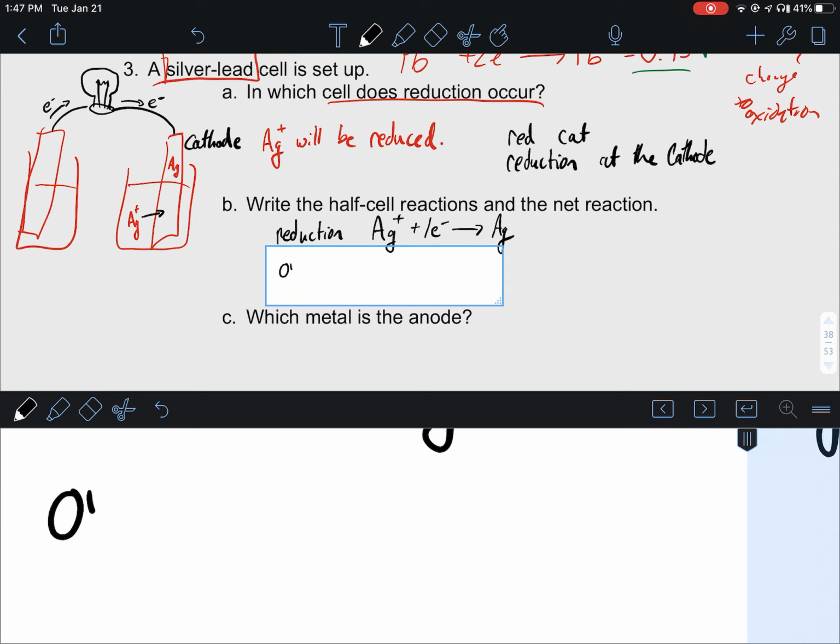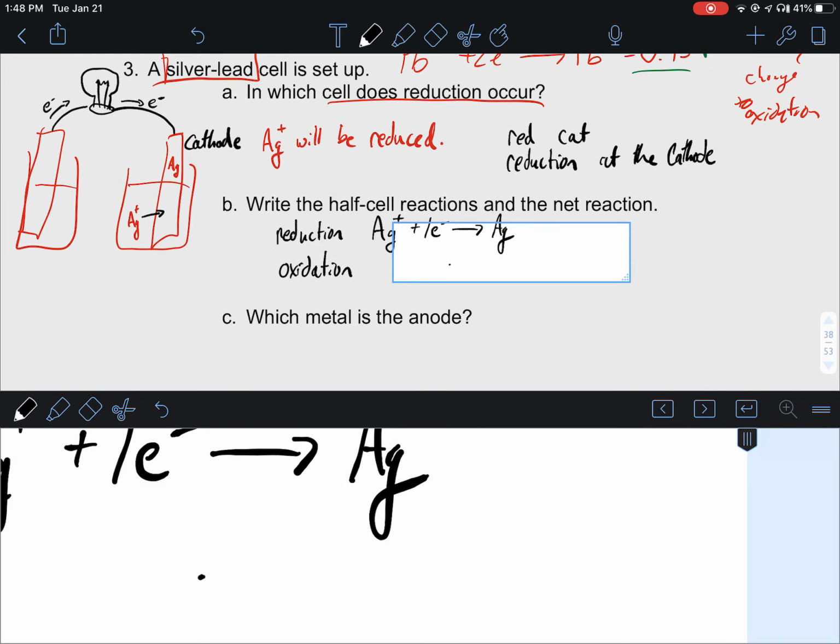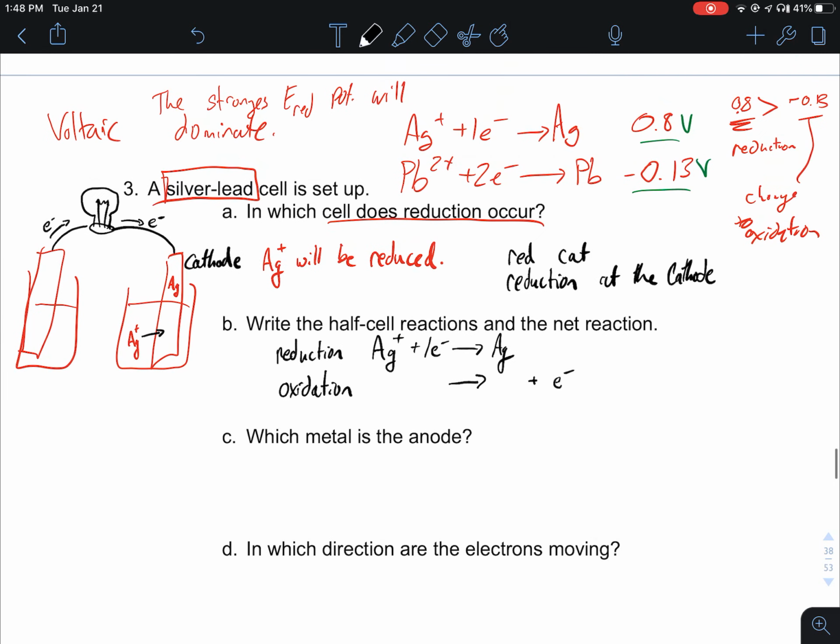And then the oxidation has to be something that produces electrons, right? So we have to have something that makes electrons. Well, the two reactions I placed at the top of the page do not produce electrons, but if you took this reaction and reversed it, then you would be able to produce some electrons. And that's exactly what we're going to do: reverse that lead reaction and make it into an oxidation.